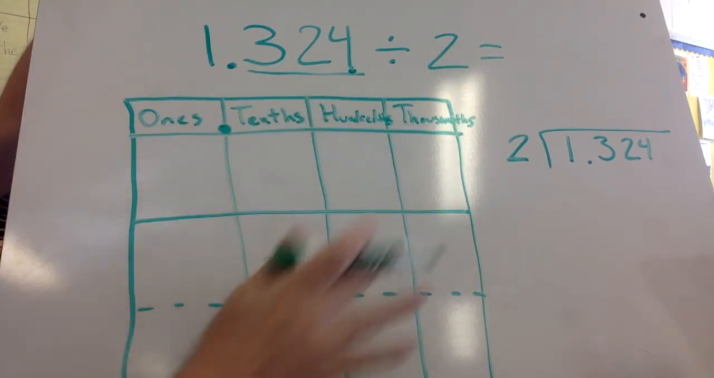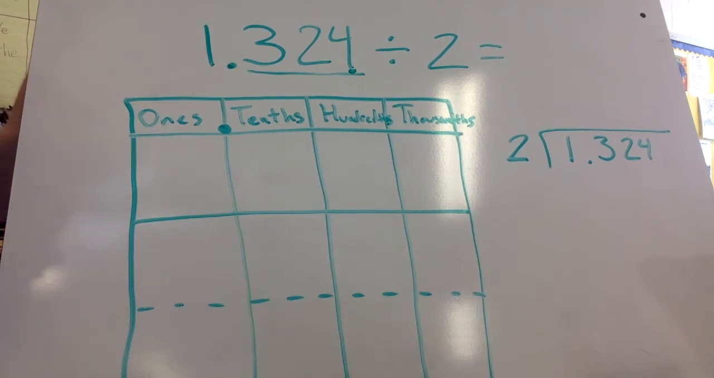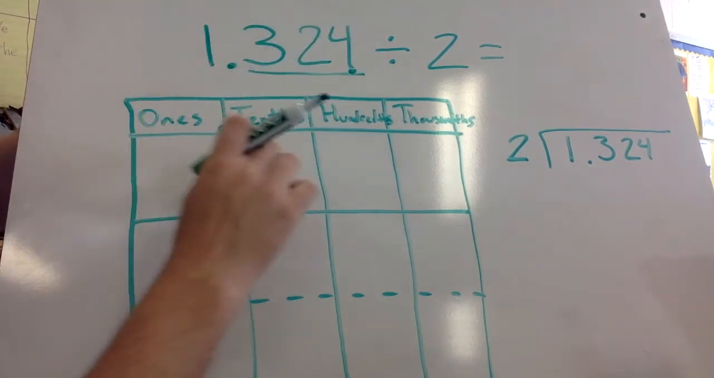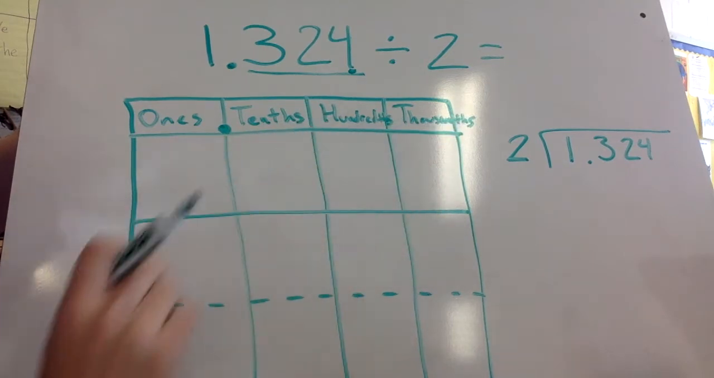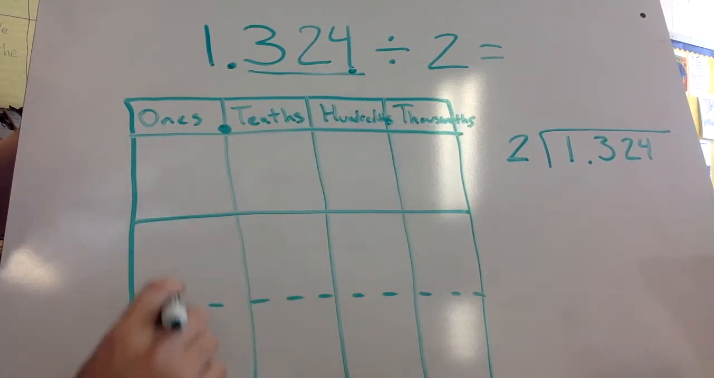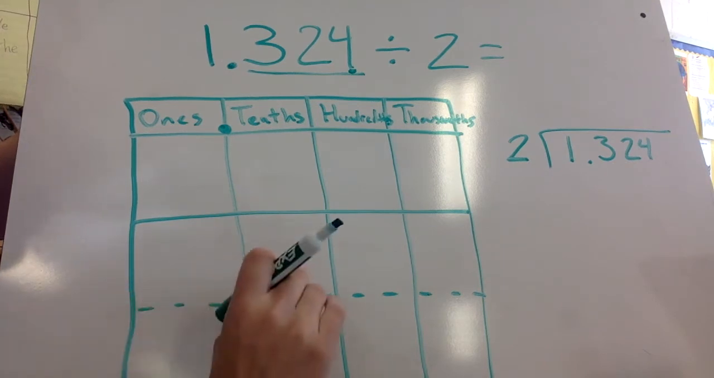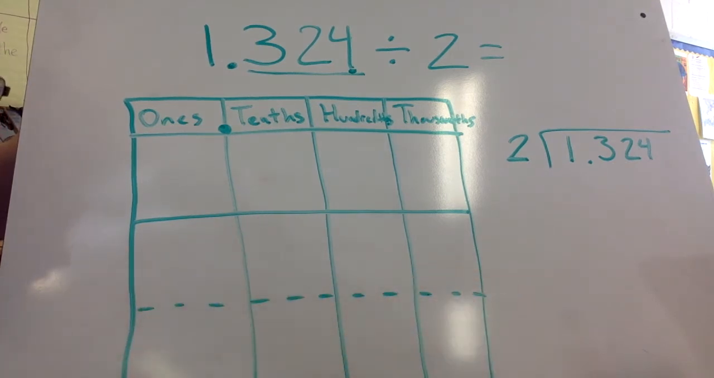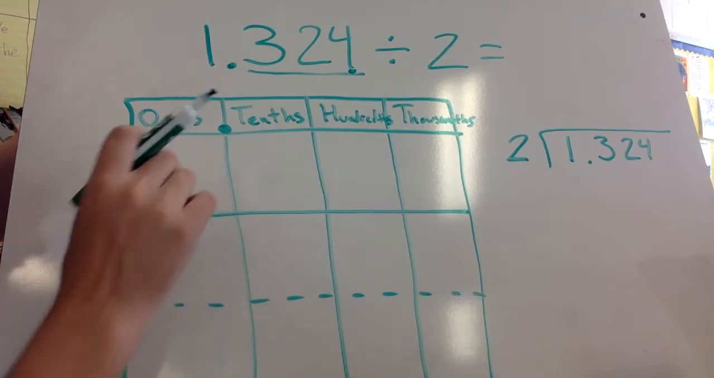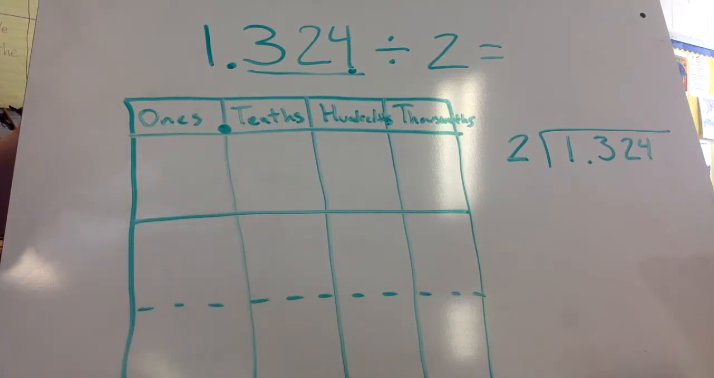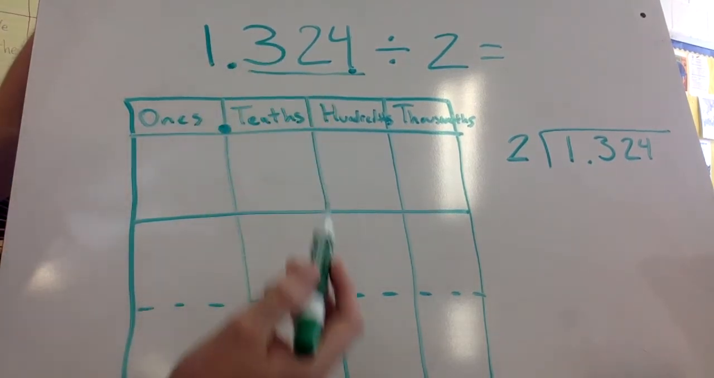So what I've done is I've created a place value chart. Up here I'm going to represent this number in picture form, and then down here I'm going to divide it by 2. That's why I have 2 spaces down here, and I just put a dotted line to separate those 2 spaces so that I could see that this section was different than this one. Okay. So let's go ahead and get started.